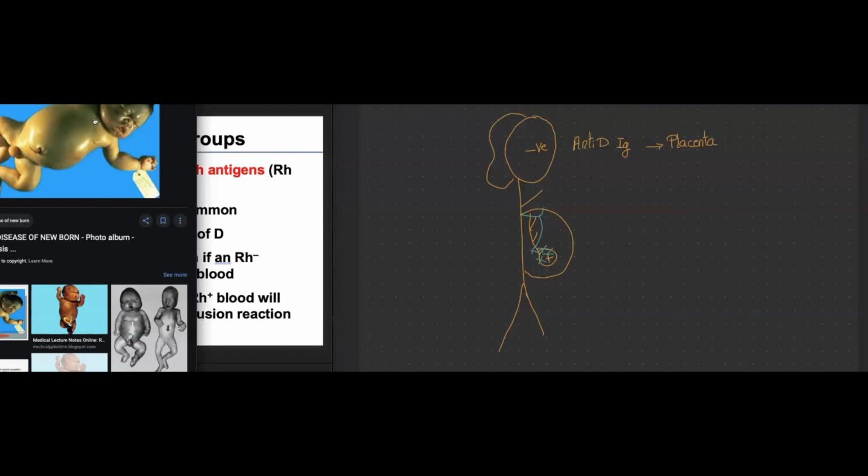So if I have major destruction of the red blood cells, what's going to happen? The destroyed red blood cells will be releasing lots of bilirubin, which will cause this major jaundice. And because of the major inflammatory responses that I will get, this baby will also have major edema and major swelling of all the tissues.